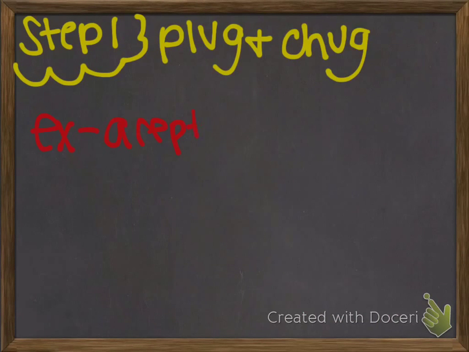So the first and only step to doing this is to plug your answers in to the equation. So we're going to plug in the absolute value of 54.95 minus 43.90 all over 43.90 times 100. And that gets us the answer of 25.08%.